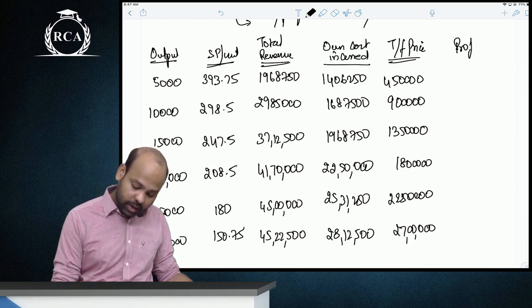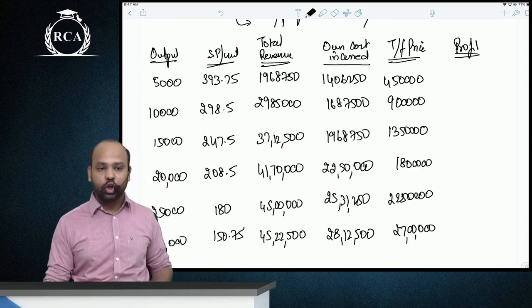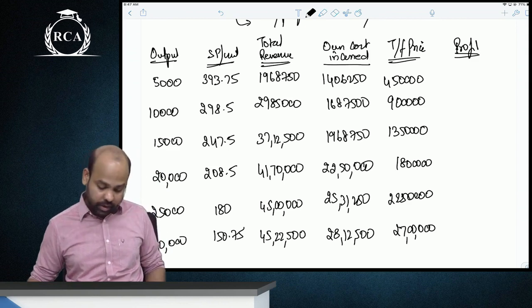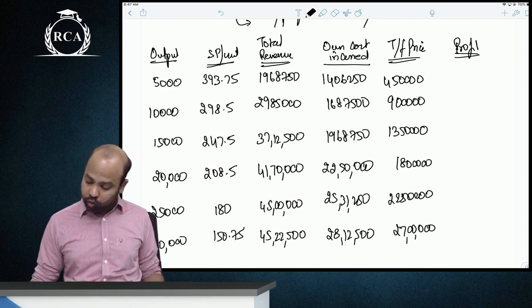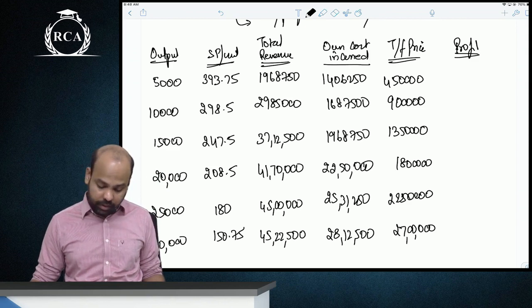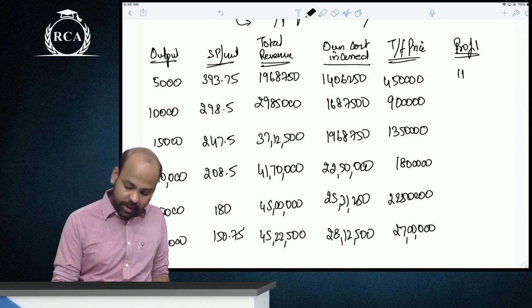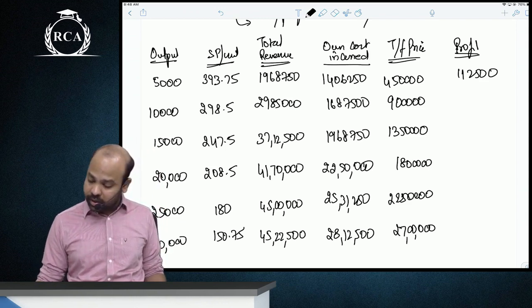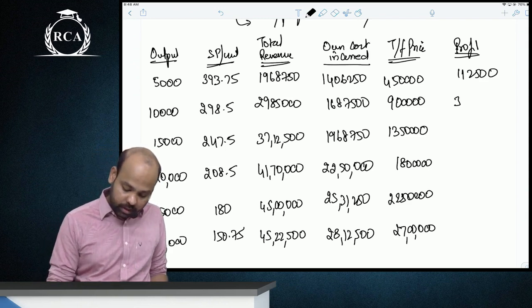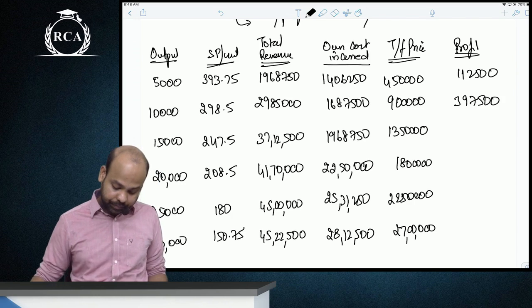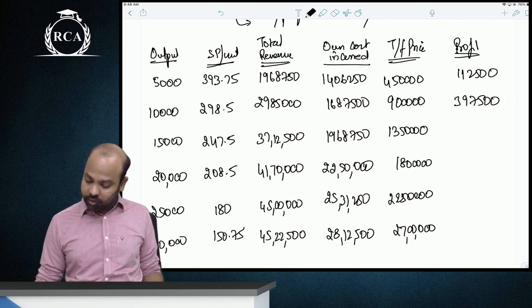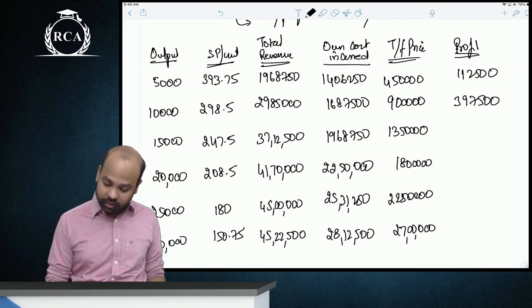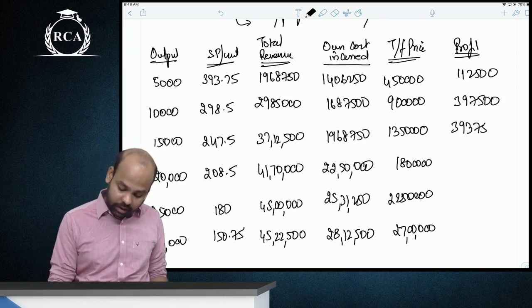Based on this, you will get the amount of profit. That would be revenue minus own cost incurred minus transfer price. So here we are making a profit of 1,12,500 in the first division. 29,85,000 minus 67,87,500 minus 9 lakhs is 397,500. 37,12,500 minus 19,68,750 minus 13,50,000 is 3,93,750.